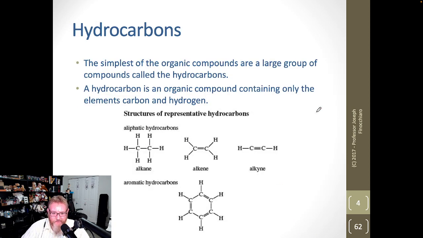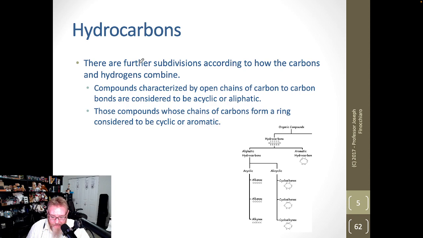So the first thing we're going to start with is the simplest compound that we have, which is a hydrocarbon. The name implies it. You have hydrogen, you have carbon, that's it. An organic compound containing only carbon and hydrogen. There are other subdivisions. We can talk about the ways that they're bonded. We can talk about the molecules that they form. So this is where people start to get lost. First thing, keep this simple.